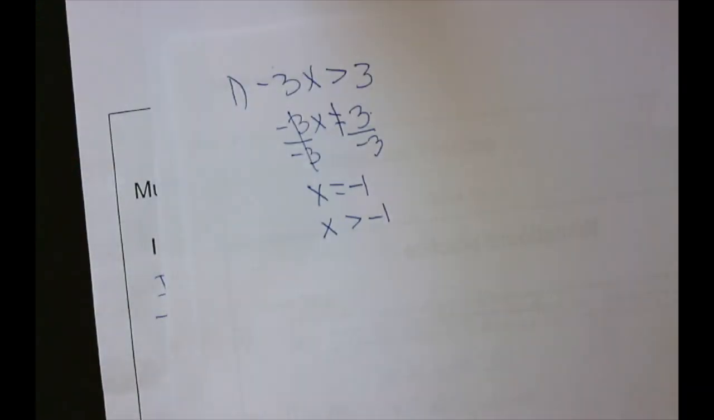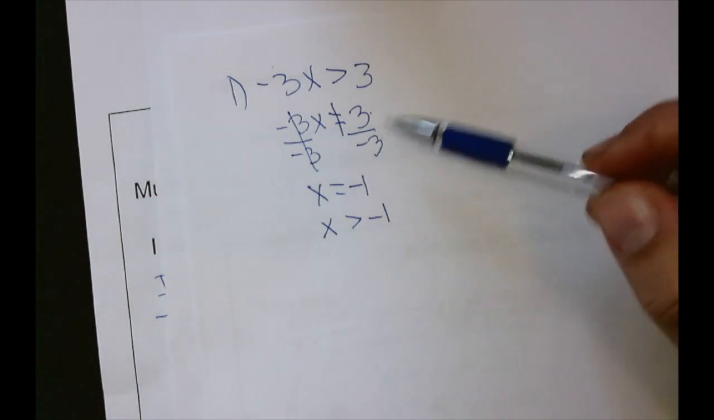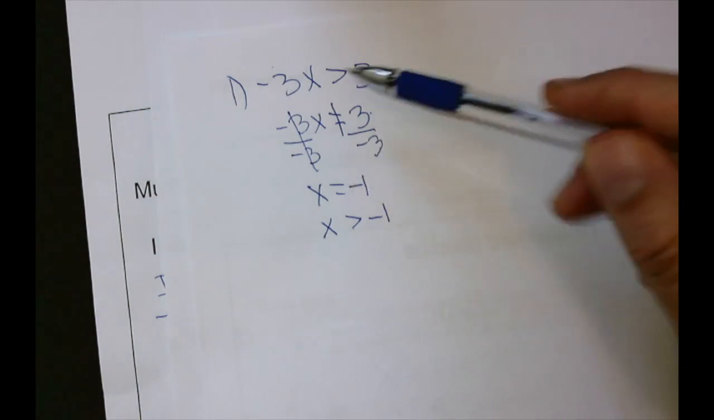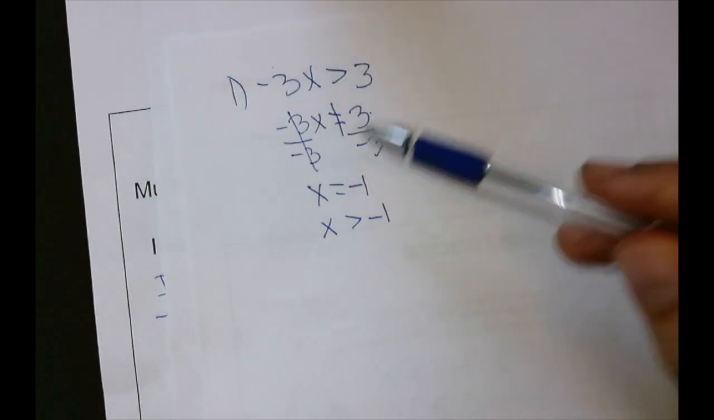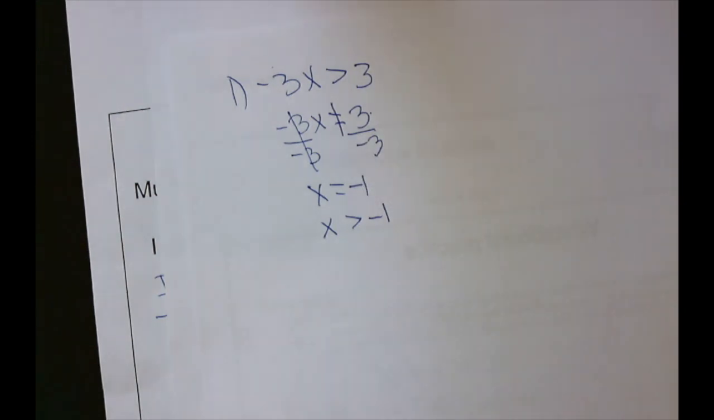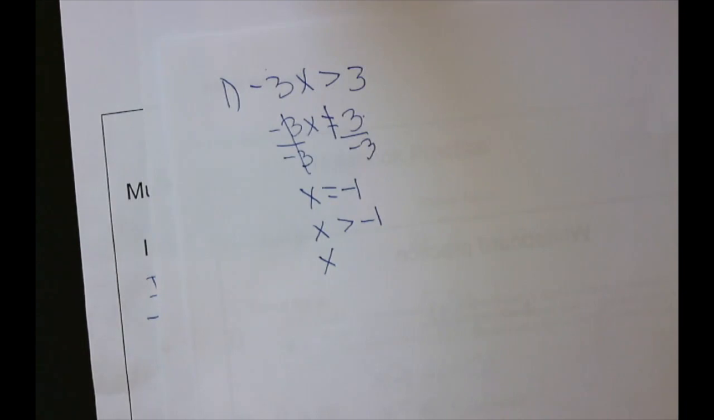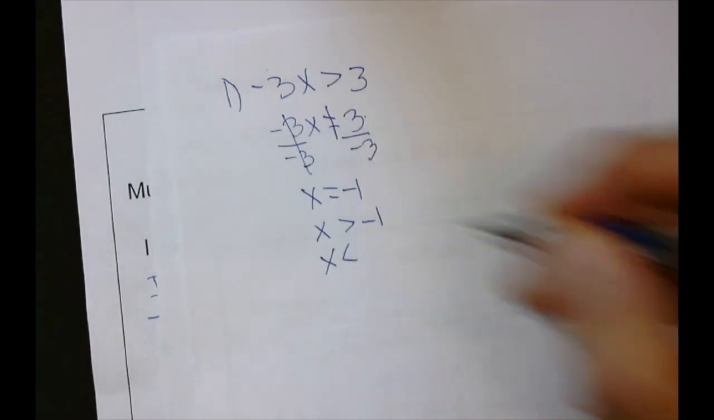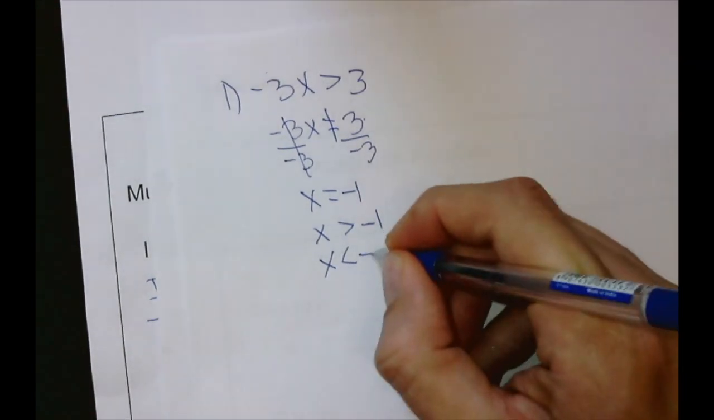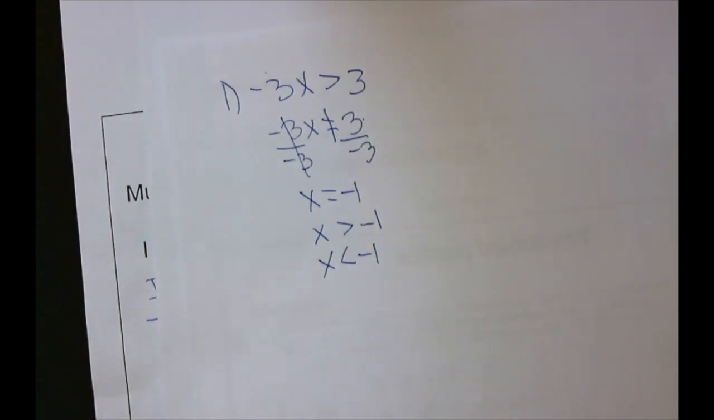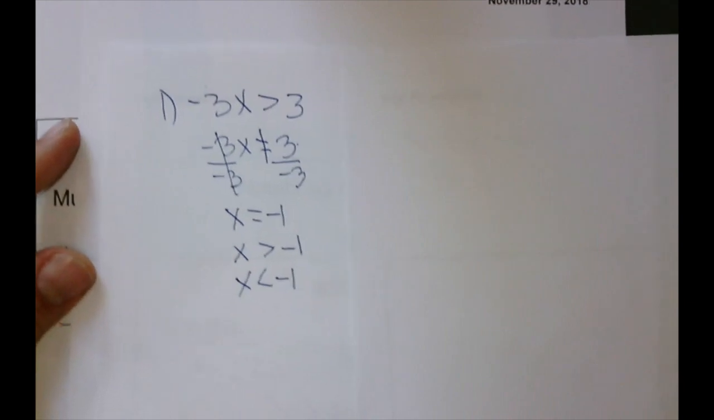This next thing is a critical idea when it comes to multiplying and dividing inequalities. If you're multiplying the coefficient by a negative number, you must flip the inequality. The variable will stay on the left side, the inequality goes in the opposite direction, and then you write negative 1 here. So now our solution is x is less than negative 1.